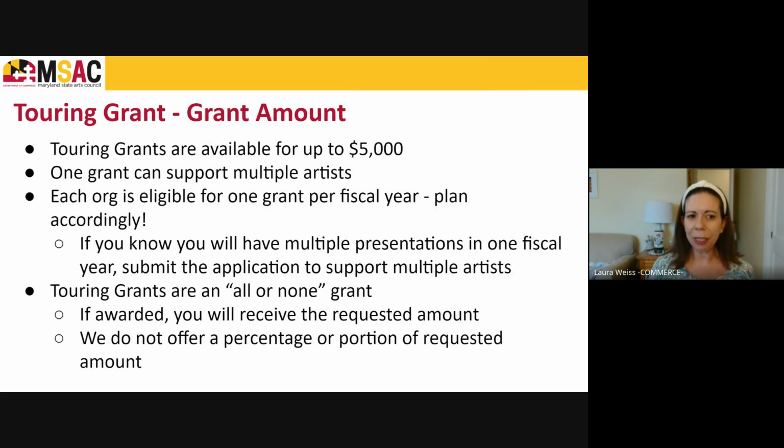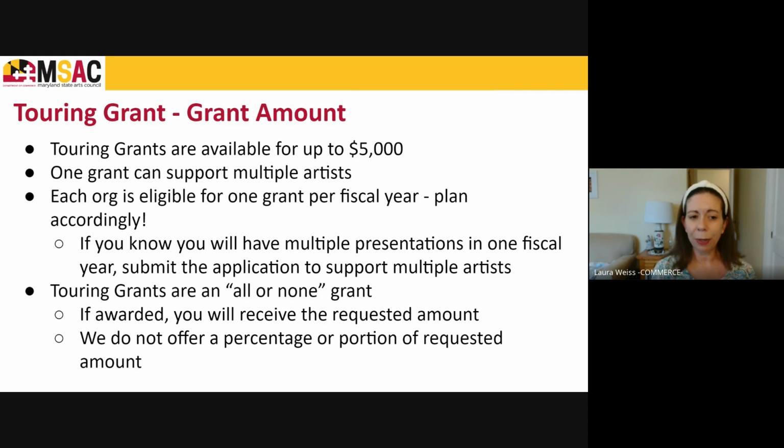So just a summary here: the touring grants are available for up to $5,000 total. One grant can support multiple artists. And again, each organization is eligible for 1 touring grant per fiscal year. So plan accordingly when you're looking at your schedule and thinking about what you want to apply for. If you know you're going to have multiple presentations in 1 fiscal year, really think about submitting that application to support multiple artists and multiple engagements.